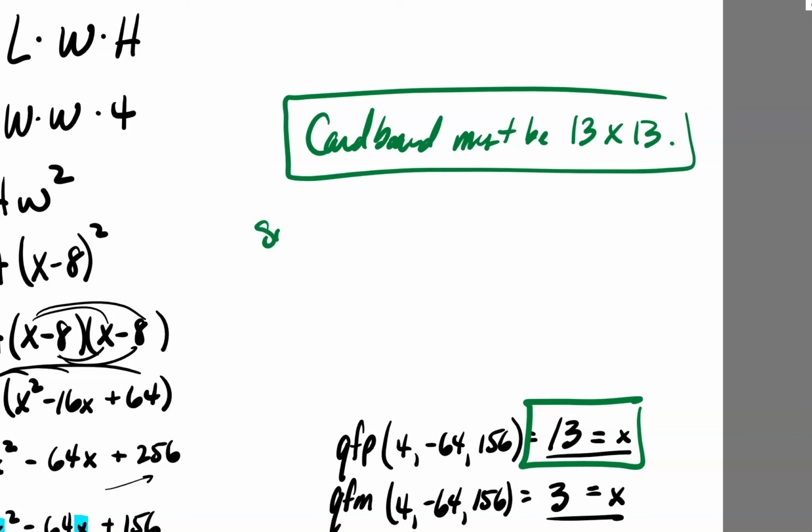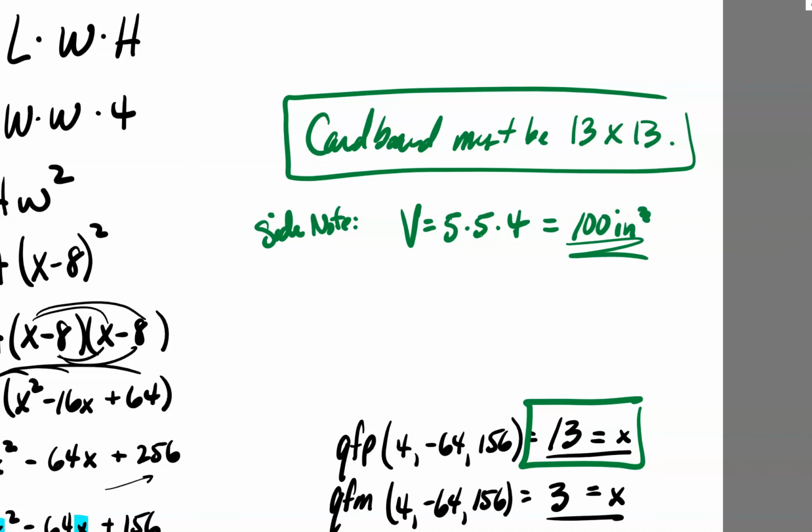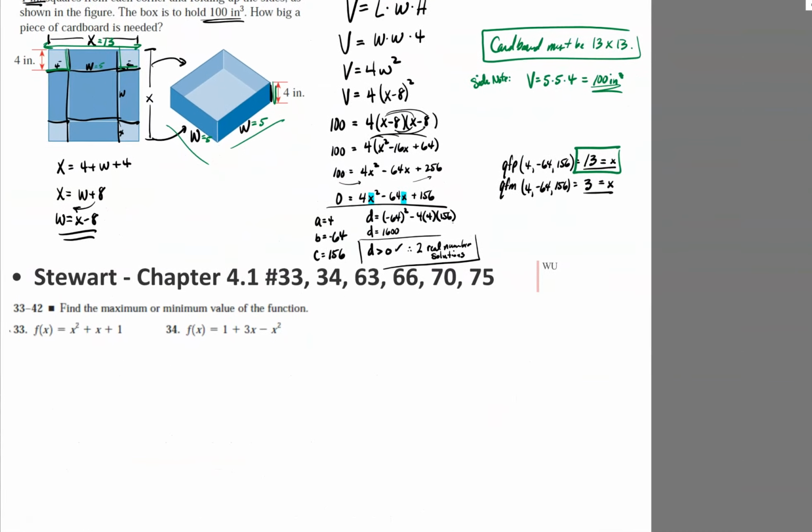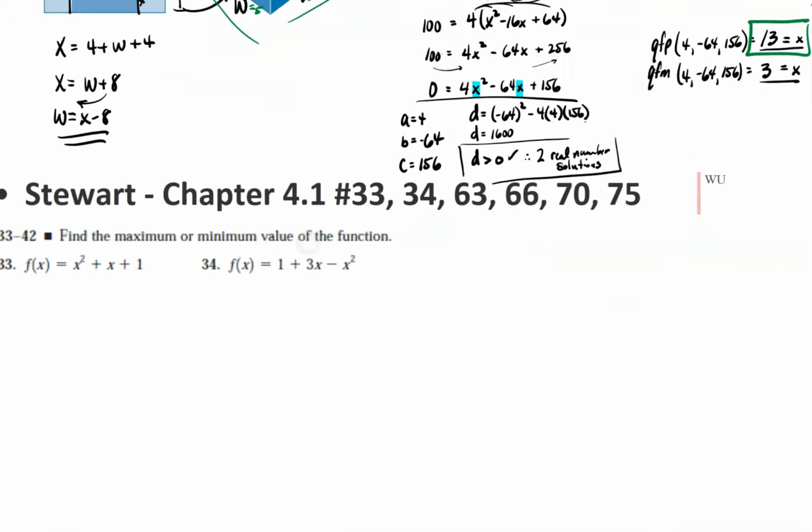Now, interestingly, I think we can make a little side note here. The width of the box ended up being 5 by 5 by 4. That comes out to be 100 cubic inches. And that was necessary. Remember, our goal was to create a box that had 100 cubic inches, and if it is 5 units wide in this direction, 5 units wide in that direction, and 4 units tall, that would produce a box that is indeed 100 cubic inches.